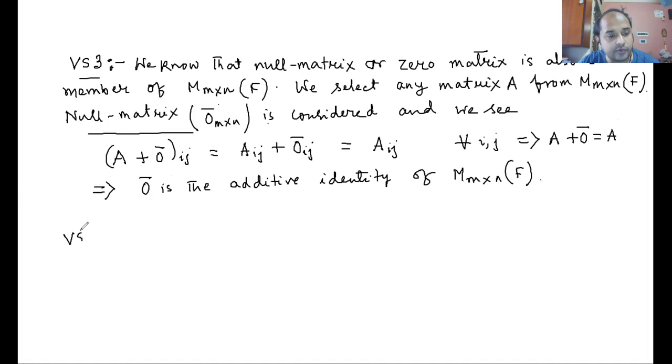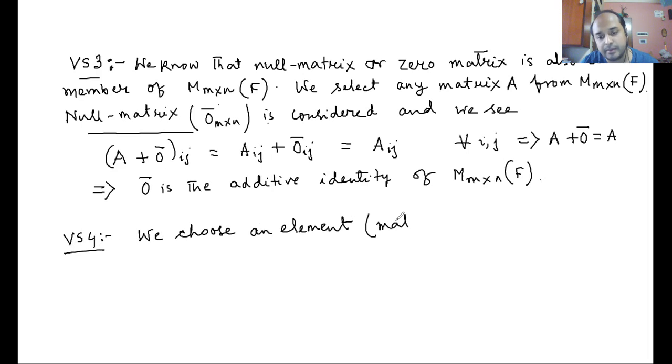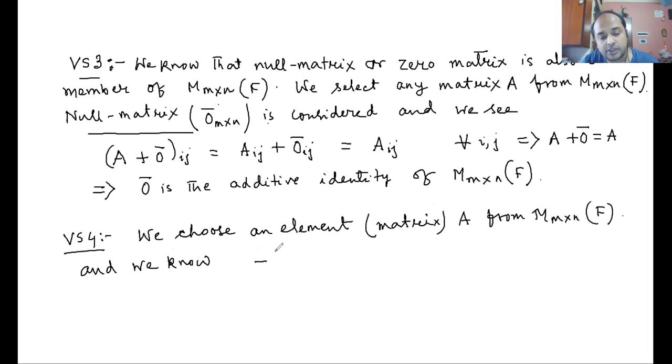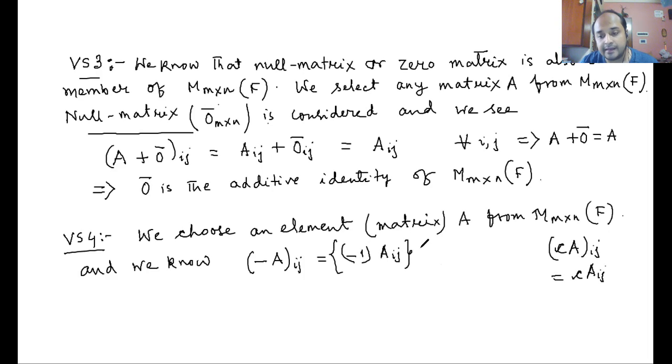Now VS4, we choose an element which is actually a matrix. Remember, it is not a number. Capital A from M cross N F, and we know that minus A, ij can be written as minus 1 into Aij. Why can it be written like this? Because (cA)ij is equal to c into Aij, and this can be written as minus 1 into Aij, or you can write it as minus Aij.